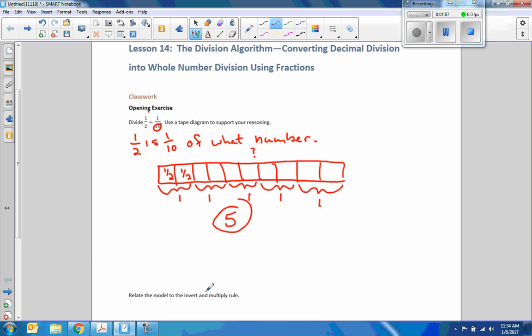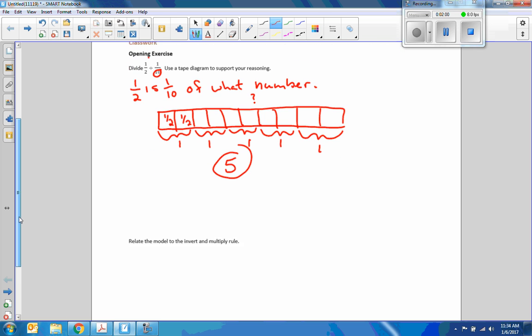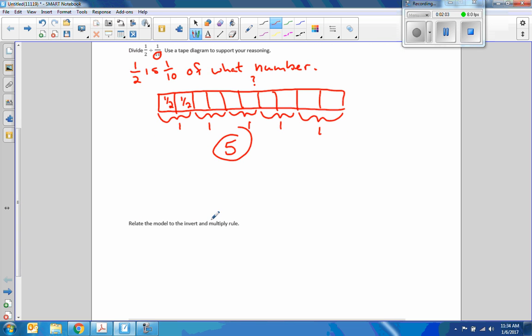Okay, now it says relate the model to the invert and multiply rule. I don't call it invert and multiply. I just say it's the multiplicative inverse, or I say flip it and switch it in order for the kids to remember. So what flip it and switch it means is we're going to take 1/2 divided by 1/10. First, flip the second number and switch from division to multiplication. The first number stays the same. I'm going to flip the 10 to 10 over 1. That's the reciprocal. I'm going to change the division to multiplication.